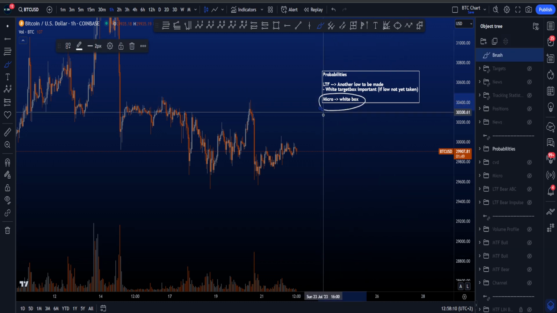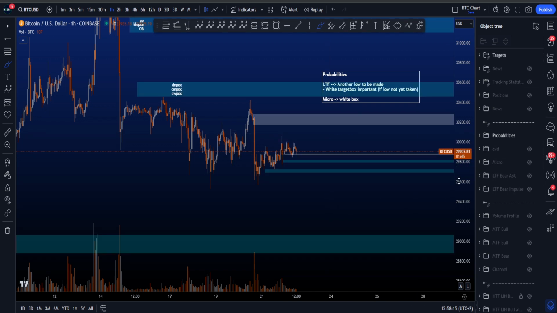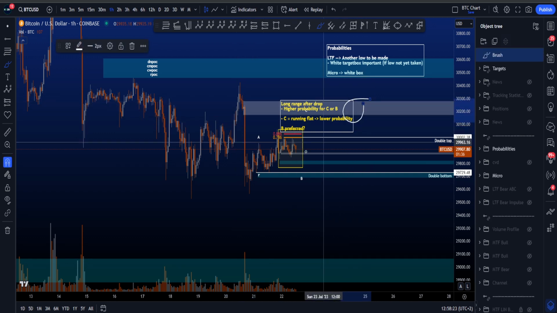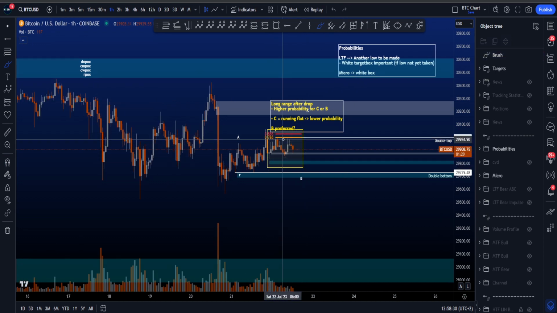And on the micro, I would really like to see this white box being hit. So if we open the target box over here, I would like to see this inefficiency being hit, of course, like fill the inefficiency, take the white box, but locally maybe something like this would be very nice, of course, based on the structure that price is generating over here.